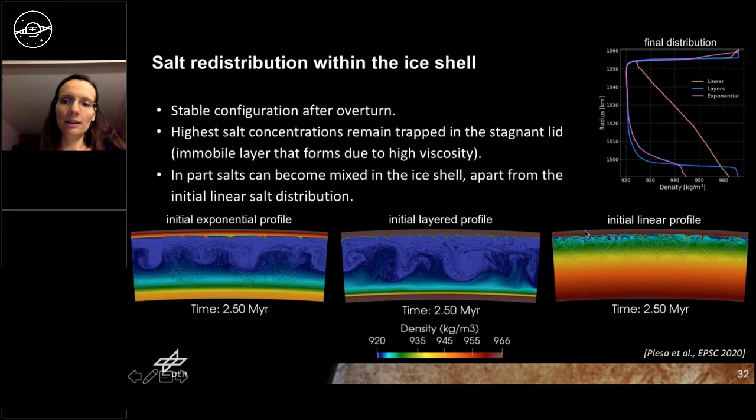And we can take a look at what happens with time, and we see basically that in case of the initial layered profile, at the end we have a stable configuration that does not allow for large-scale mixing in the ice shell. In the other two scenarios, we have transported salts towards the ice-ocean interface, but some small amount of salts are still being redistributed in the ice shell. And in all of the scenarios that you see here, this layer remains trapped close to the surface. And in this layer, as you can see here, we have a high salt concentration.